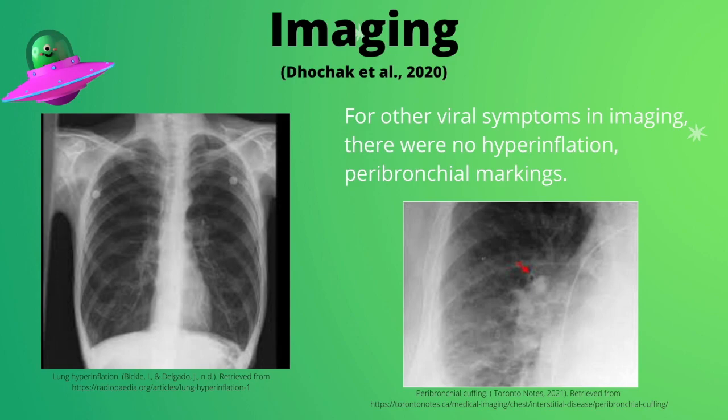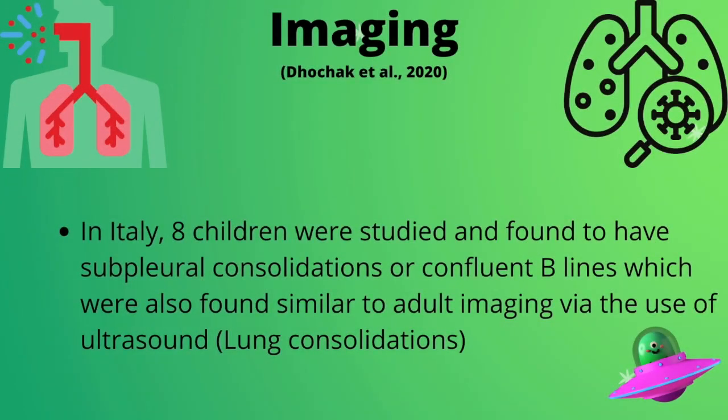For other viral infections, in imaging there were no hyperinflation and peribronchial markings. In Italy, 8 children were studied and found to have subpleural consolidations or confluent B-lines, which were also found similar to adult imaging via the use of ultrasound, which are the lung consolidations.